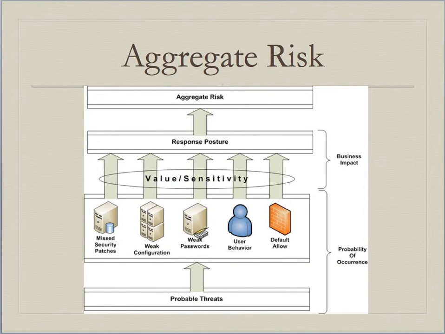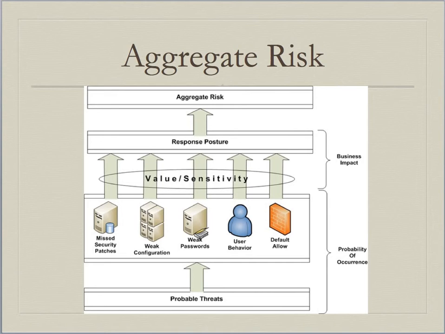So in the past 3 weeks, we've talked about risk a lot. I wanted to spend some time today talking about aggregate risk. Aggregate risk is the amount of risk left over after you implement all of your controls. So in this diagram, we have probable threats, which we've talked about. Remember, we only look at threats that are probable in our particular situation.